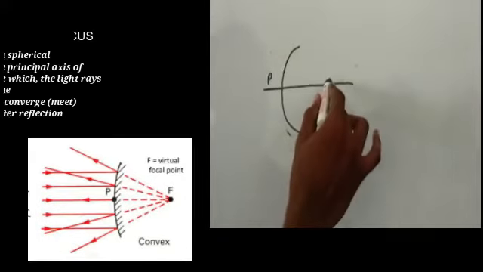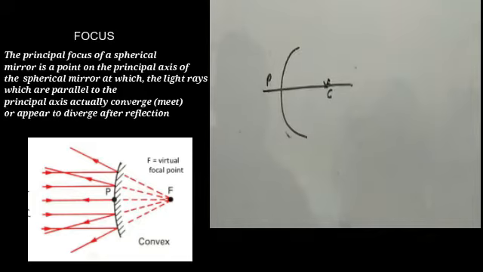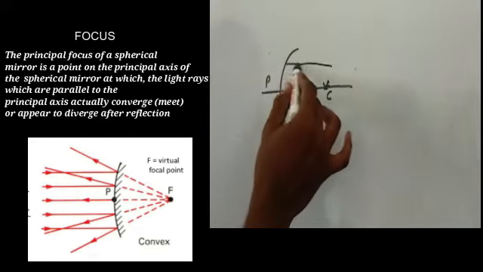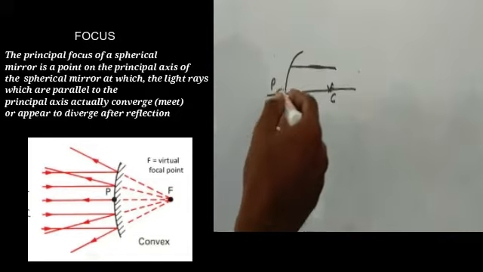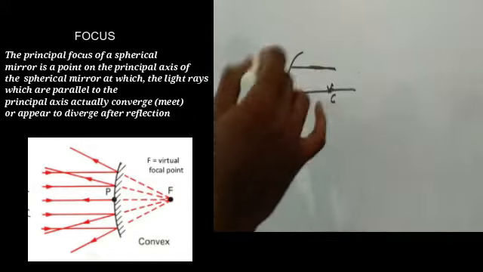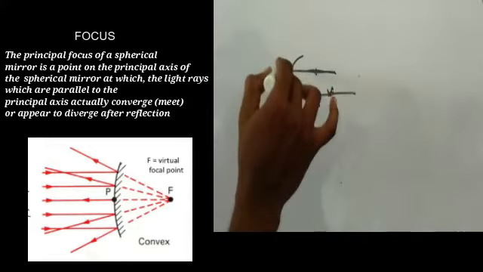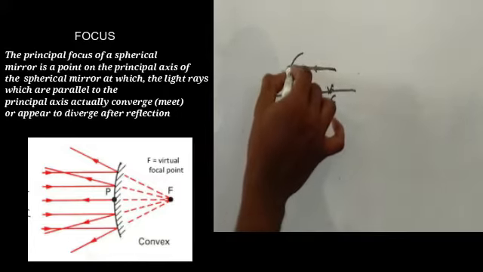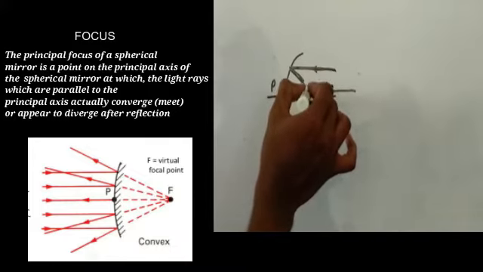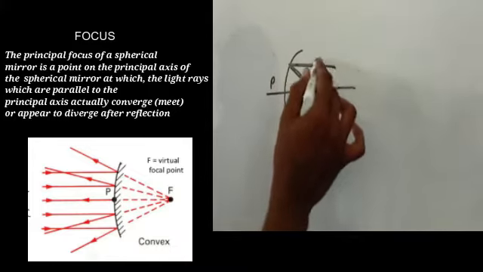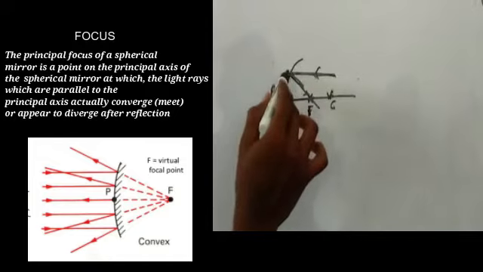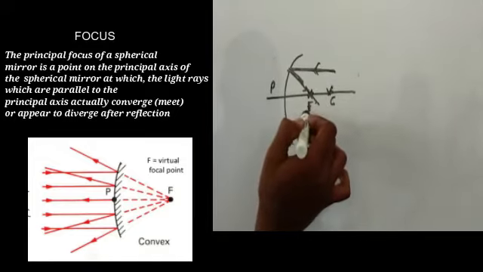Next term is focus. Focus is a point on the principal axis of the spherical mirror at which light rays that are parallel to the principal axis converge, or appear to diverge, after reflection. In a simple way, suppose a light beam is coming parallel to the principal axis; after reflection, the point where it meets the principal axis is known as the focus point.